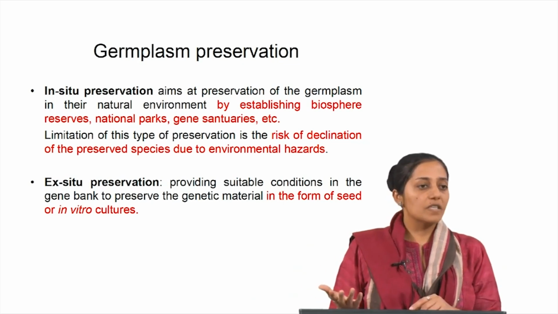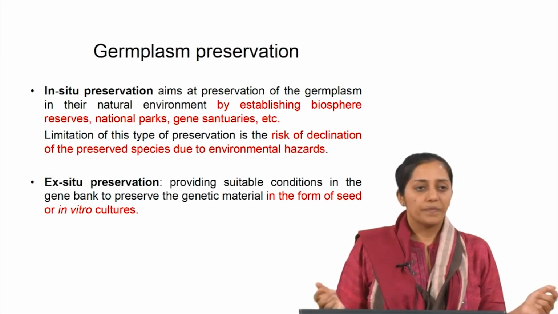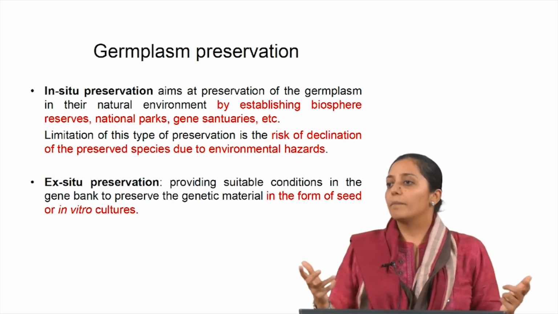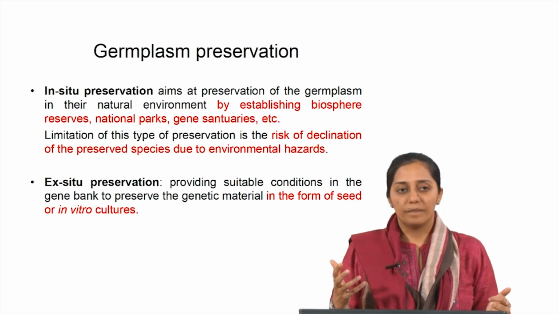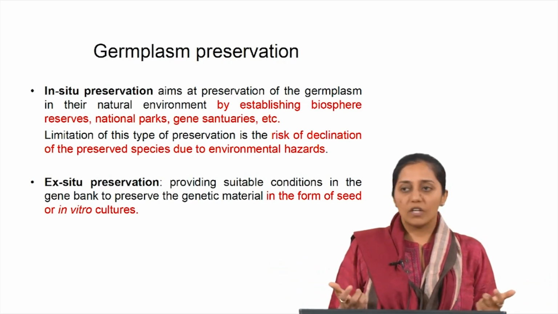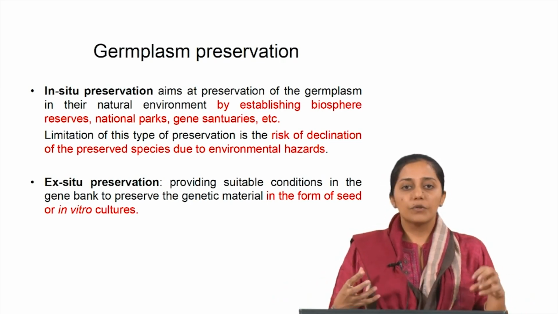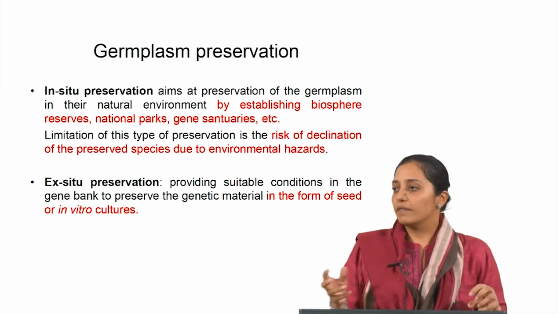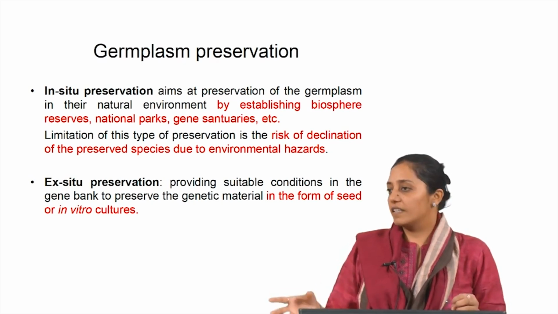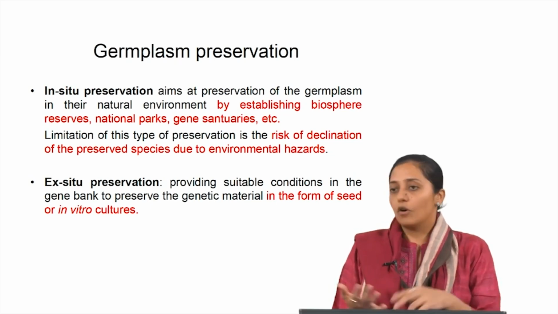Now, there are limitations to this kind of conservation process. The limitations, logically, what are they? One is space, but more than that, if you are talking about conservation, what will be the impacting factor on this strategy? Any geographical or environmental calamity, so you cannot save it. Then ex situ preservation is what? That you provide suitable conditions in the gene bank to preserve this material. For example, you preserve them either in the form of seeds, synthetic seeds, or different forms of in vitro cultures like shoots, meristems or somatic embryos.